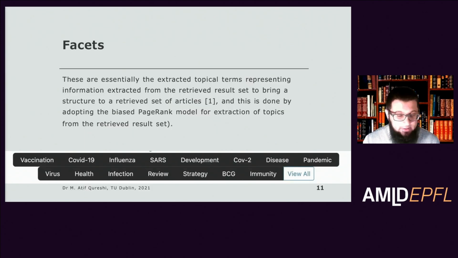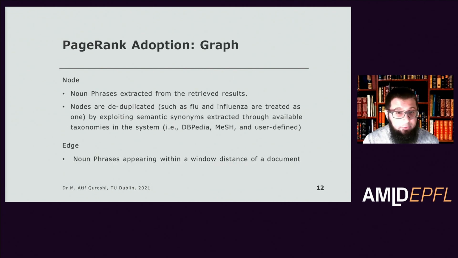Then facets, because they help us arrange the results. They are the topical terms extracted on the fly from the retrieved result set to bring structure to the results. This is where we apply a biased COVID PageRank strategy to extract them on the fly. How do we do that?